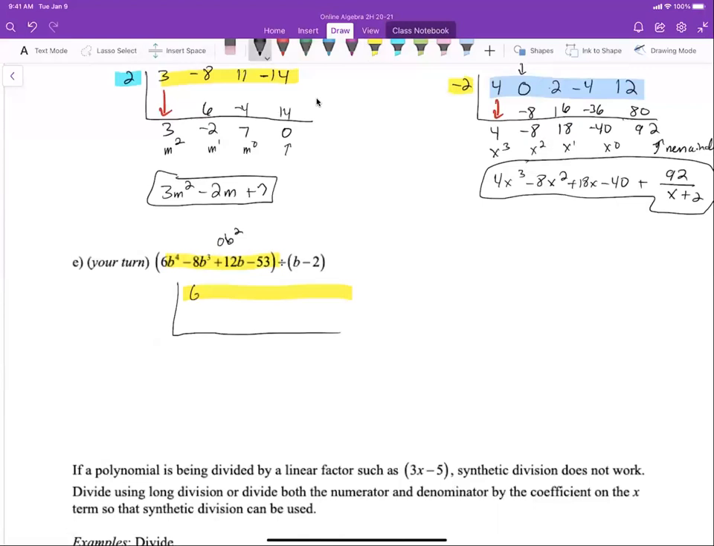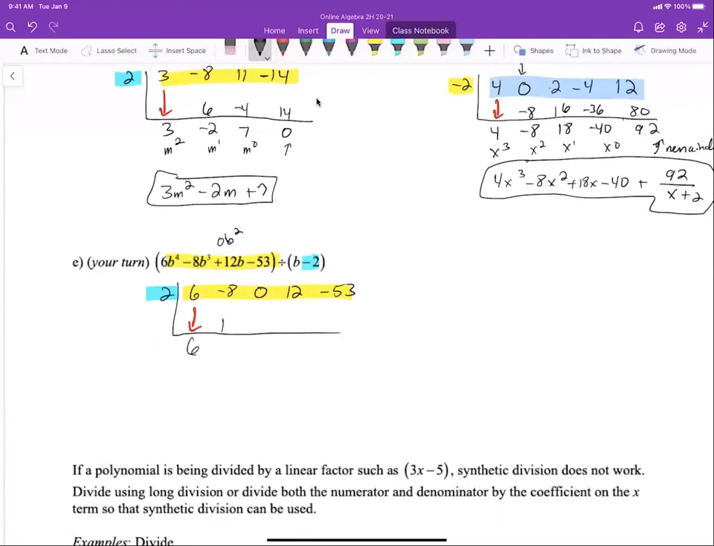So my 6 is to my 4th. My -8 is to my 3rd. My 0 is to my squared. My 12 is to my b to the 1 power. And then negative 53 is to the b to the 0 power. I take my negative 2, I switch the sign. I take my 6 straight down, and I start multiplying.